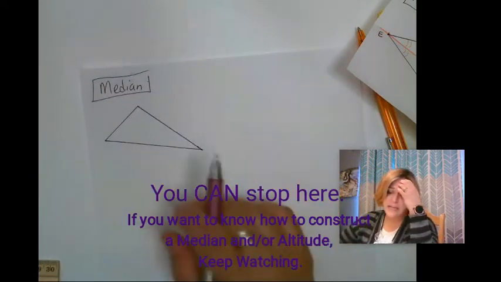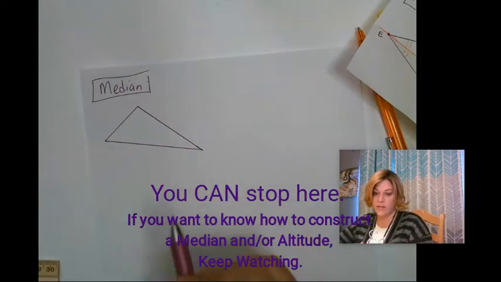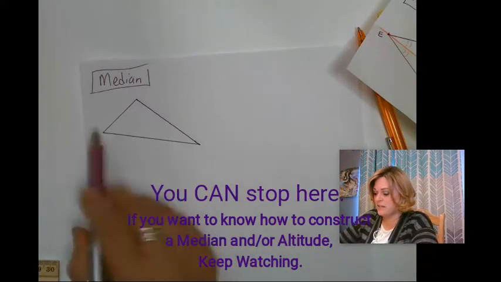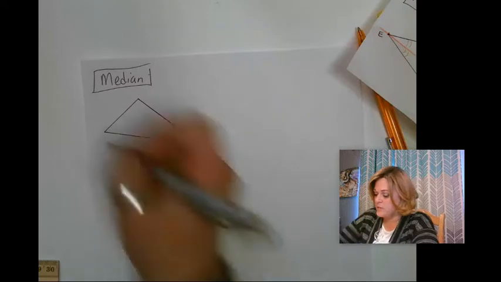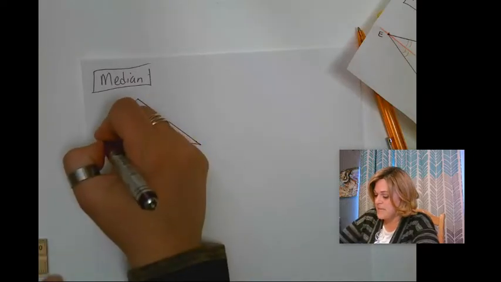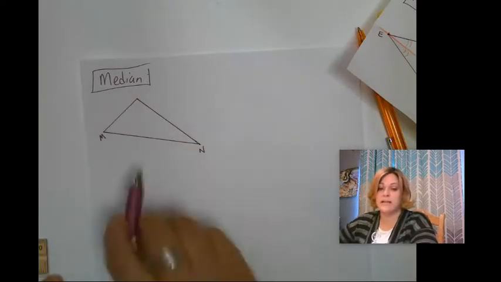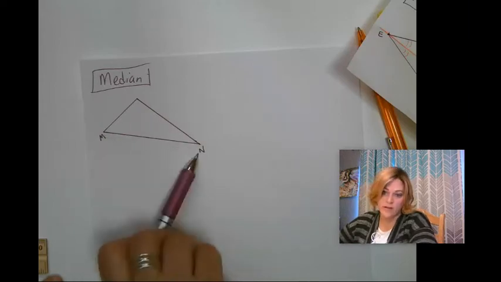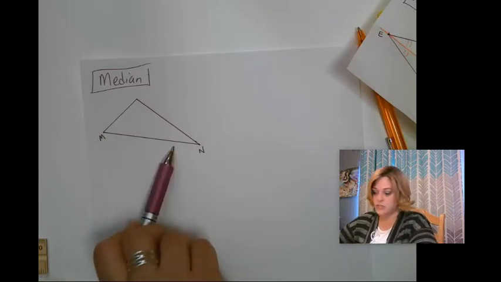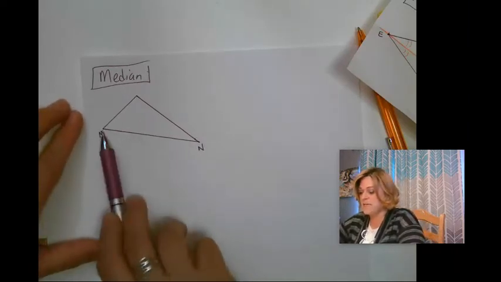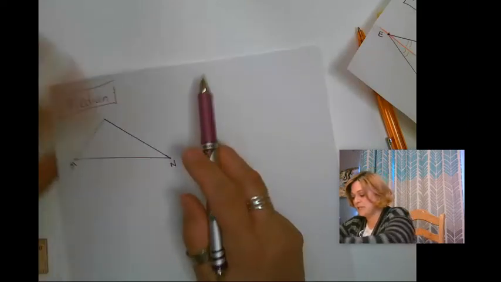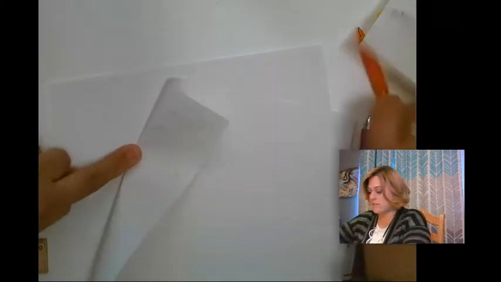Okay, so the median is taking the midpoint of one of the sides. And just to make it a little bit easier, I'll use this base right here. So I'm going to call this MN. So I need the midpoint of one of the sides. So midpoint, I just told you how to do that. Line up M to N and do like a little pinch. So M to N, little pinch. So I'm going to put a little point right here.